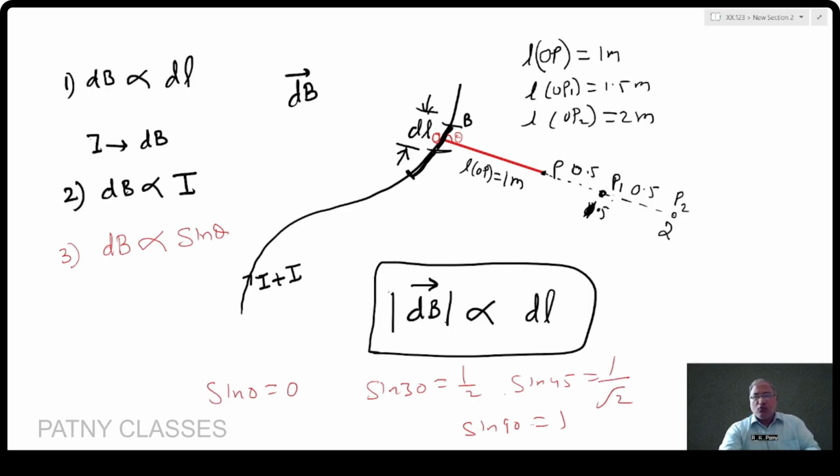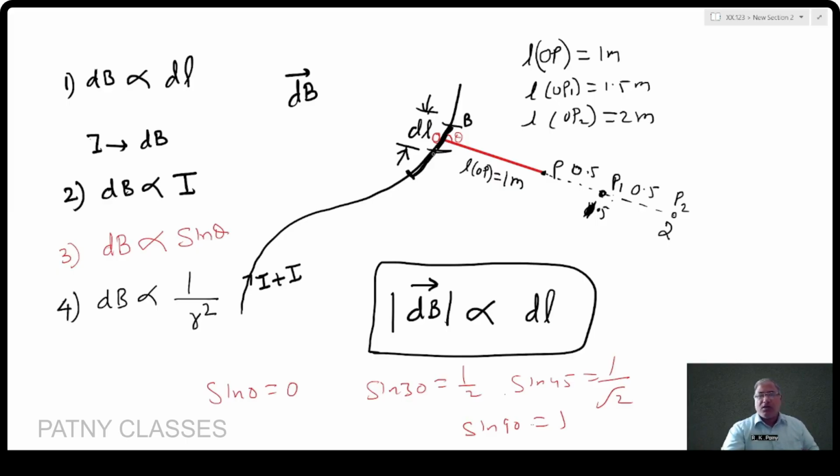Okay, so we can say that the magnetic induction is inversely proportional to the square of the distance between the point P and the point O. O is selected at the center of DL. So the magnetic induction is inversely proportional to the square of the distance of the point P. As the distance increases, the value of magnetic induction will decrease. So these are the four factors that will decide the value of magnetic induction at the point P.